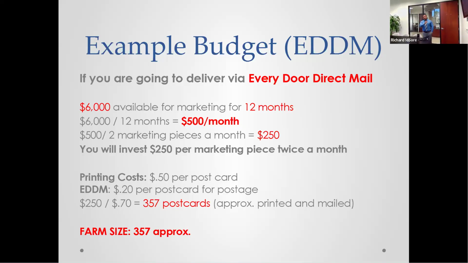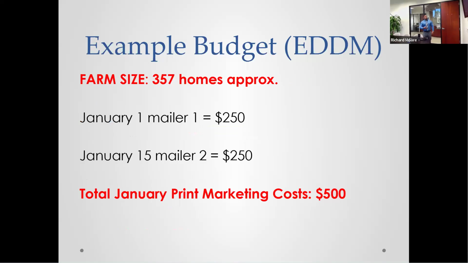Now, knowing this, based on your budget, this is how many homes you can hit twice a month. Make sense? Right now, using our budget, we're figuring out how big our farm size should be. So January 1st, we're going to send our first mailer, $250 to 357 homes. And again on the 15th, the same thing.